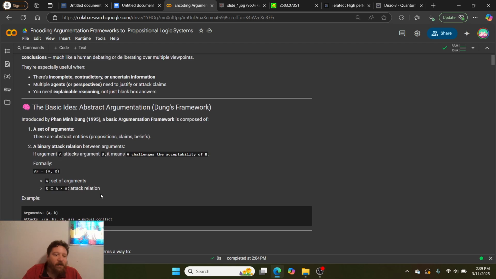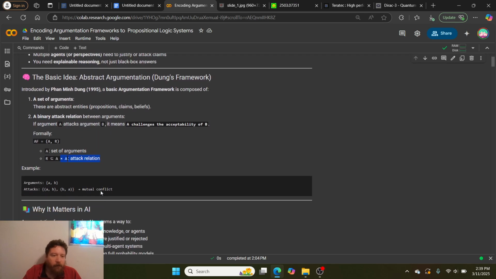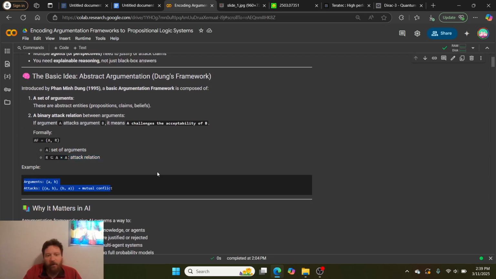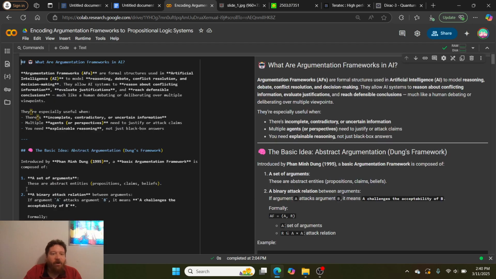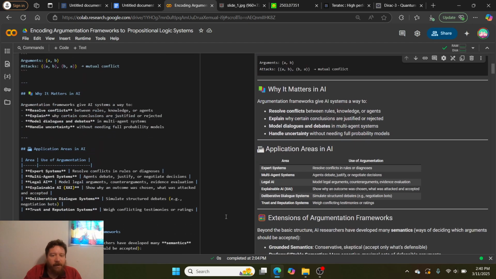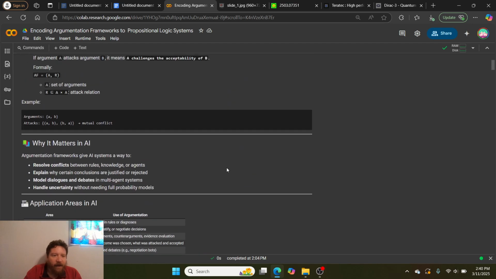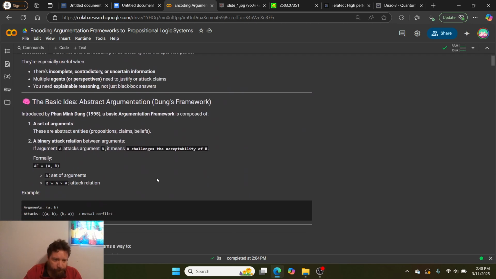We can write that out formally, and this gives us a language to write our arguments, and then we have an attack relationship between the arguments. We can write it out symbolically with code that looks like this. Our argument would be that A is attacking B, and in this instance we have a mutual attack, or mutual conflict, where A is attacking B and B is attacking A.